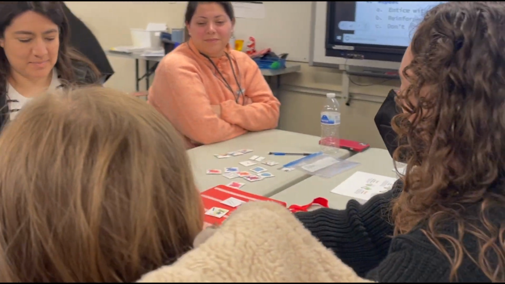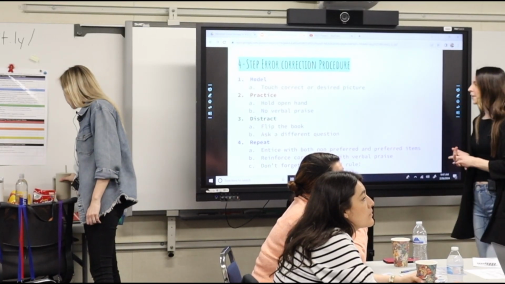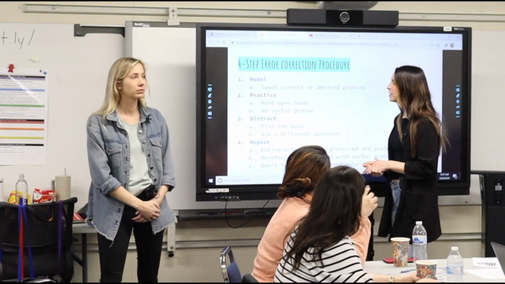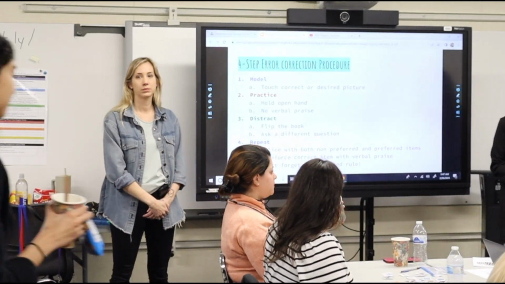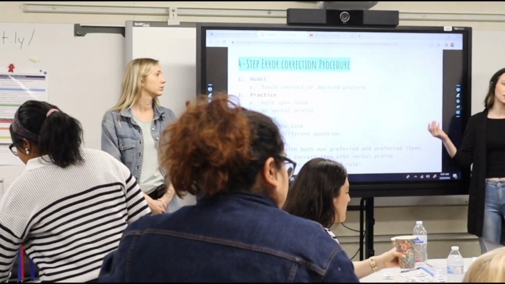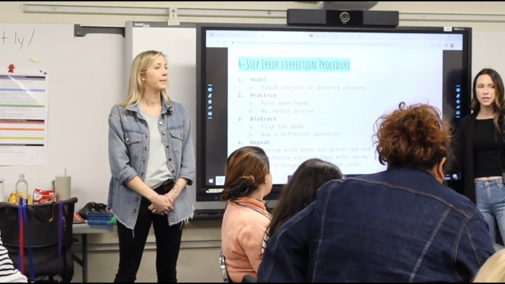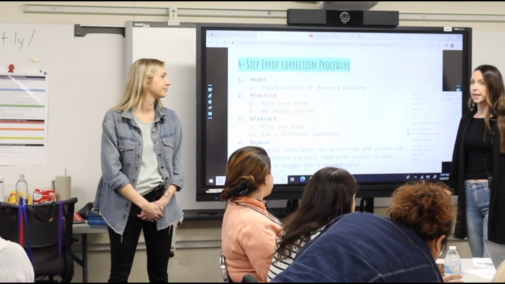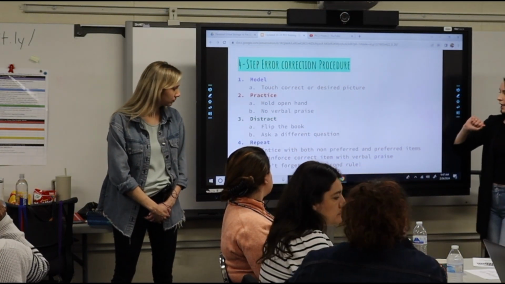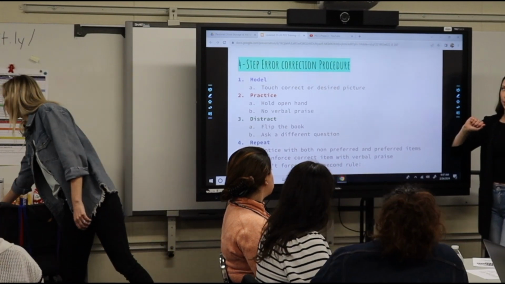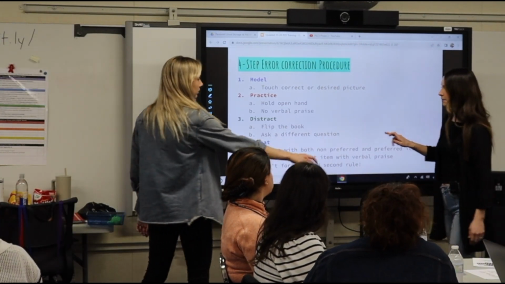Okay, so the 4-step error correction procedure will be used in phase 3A, 3B, and the rest of the time. We also will continue to use the back step. Of course, that's just naturally in our field. If we notice something wrong, they're not getting it, we take a step back. The 4-step error correction is definitely a little more in depth, but it works to teach that discrimination skill.